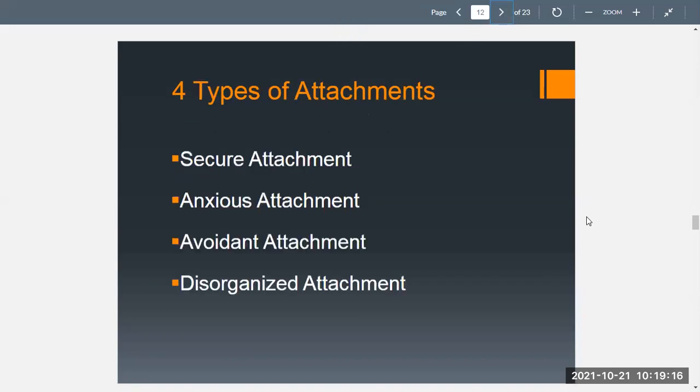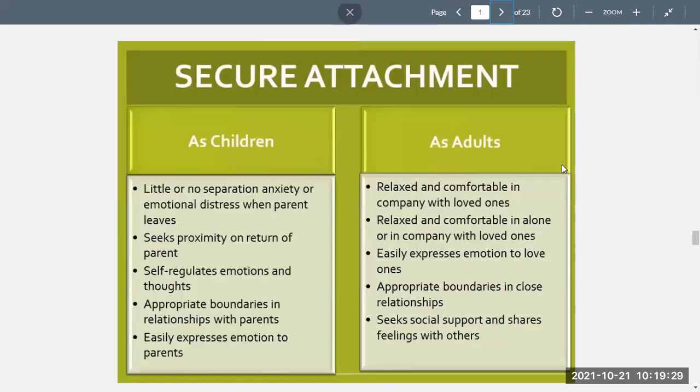There's 4 types of attachment styles. The first one is secure attachment. The second one is anxious attachment. The third one is avoidant attachment. The fourth one is disorganized attachment. So secure attachment, there's 2 columns, children and as adults. So the first one is the first column as children.